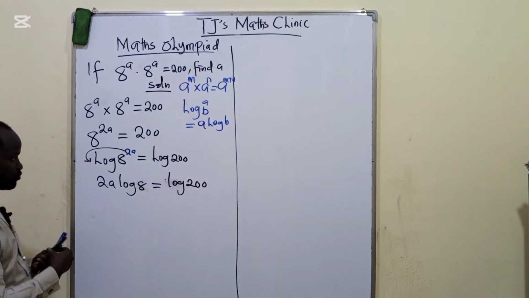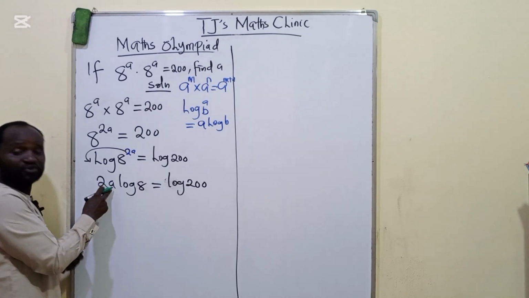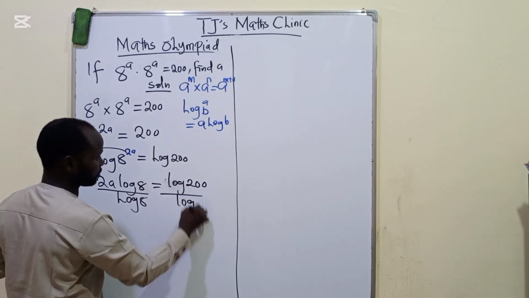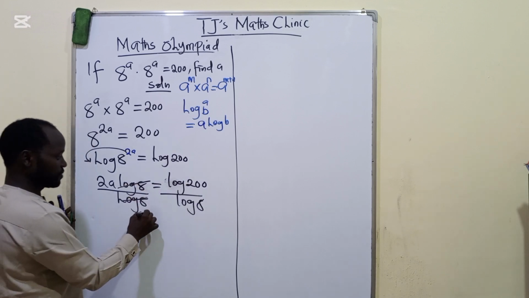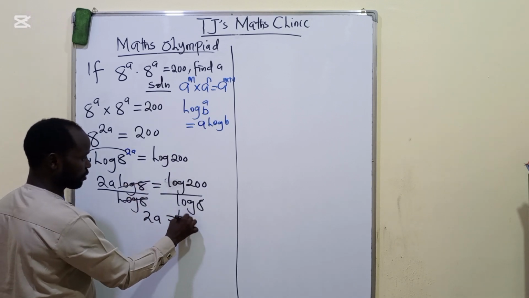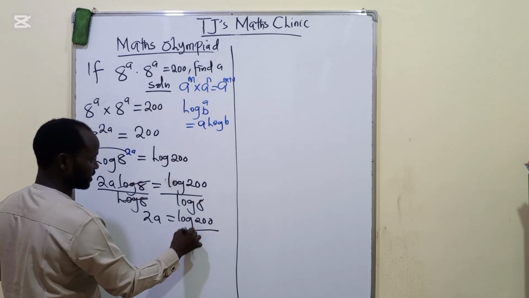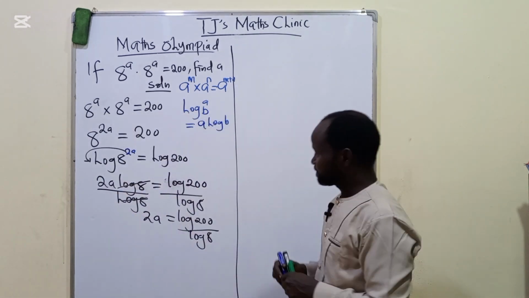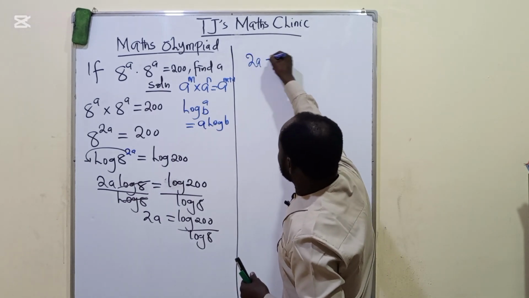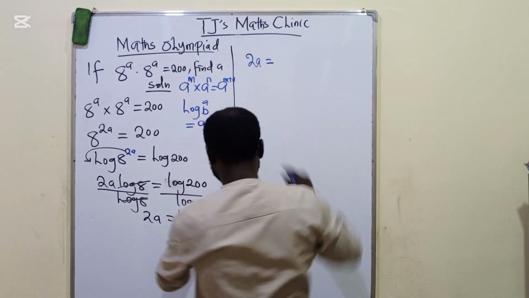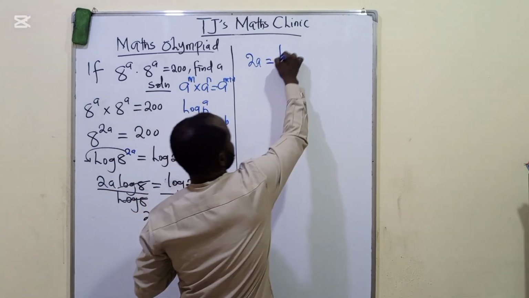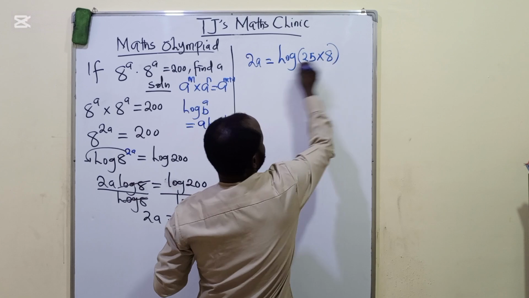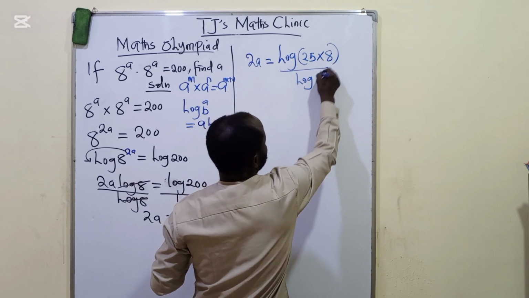Very important. The next thing to do is to divide through by log 8. Our aim is to find a. So let's divide both sides by log 8. We are left with 2a equals log 200 divided by log 8. Very important. Let's move here. We have 2a equals this log 200. We can write it as log of 25 times 8, divided by log 8.